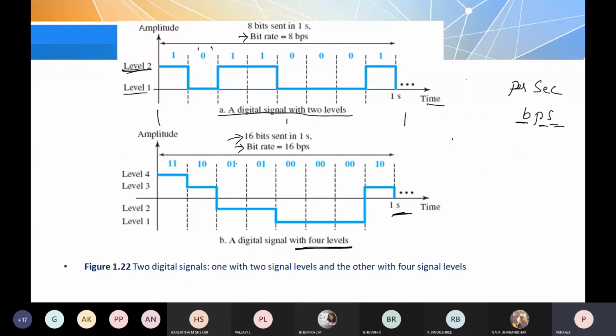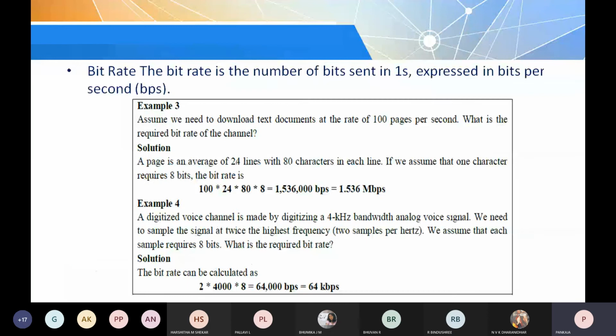Okay, so now we'll discuss one or two problems with respect to bit rate. Any doubt in this digital signal and this diagram representation of digital signal with the 2 levels and also 4 levels? So I will take one example here. This is once again with respect to bit rate. So what is bit rate? I already told you, the number of bits sent in 1 second is nothing but bit rate, and it is expressed in terms of bps, bits per second.